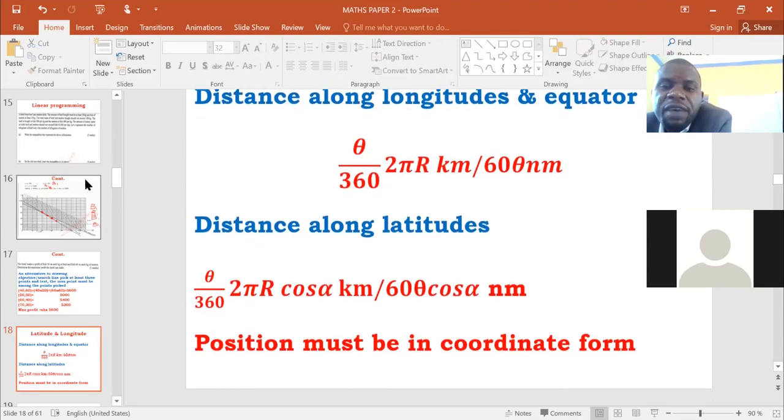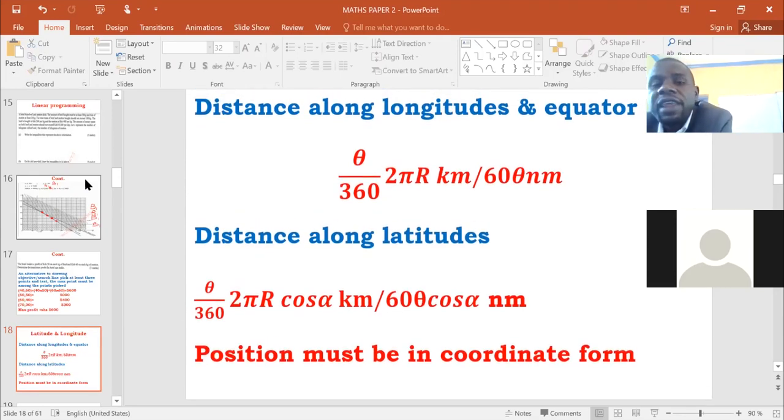The position must be given in coordinate form. That means you have to set the latitude, the longitude. Sorry, you start with the latitude and then you set the longitude. It must always be given in coordinate form.